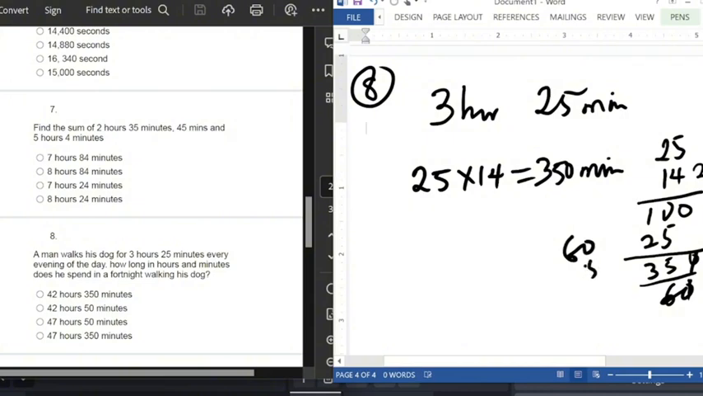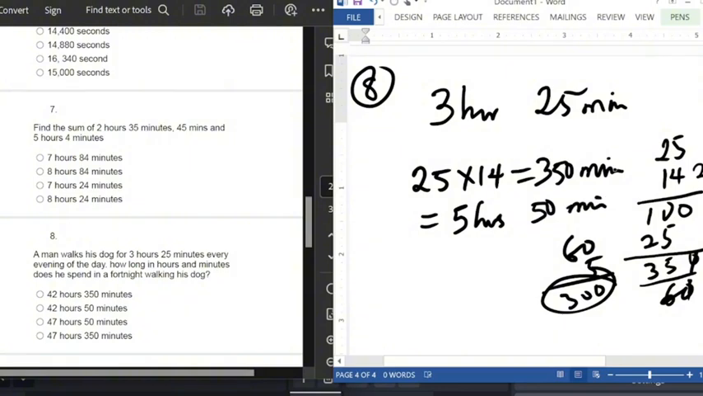360 multiplied by 5 will give us 300. So this is going to be 5 hours. So this means this is equivalent to 5 hours 50 minutes, because when you subtract 300 from 350, you have 50 minutes left. I hope this is clear.